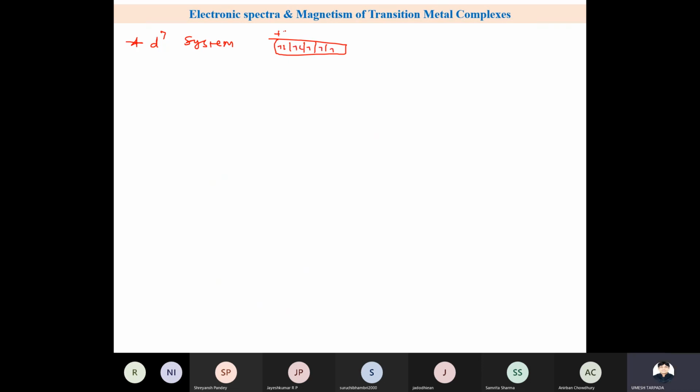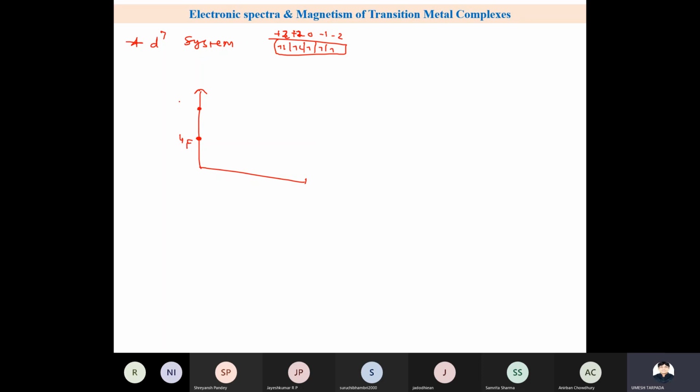3 unpaired electrons, how much multiplicity will come? 4. It is a quartet term. So 4F. See, in this case, whether it is a water complex or any complex, there is no overlapping.